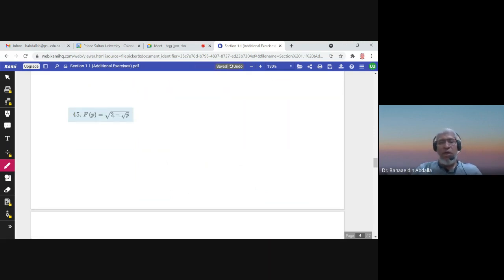Here I have two square roots. 2 minus square root of b cannot be negative because then the square root is not a real number.